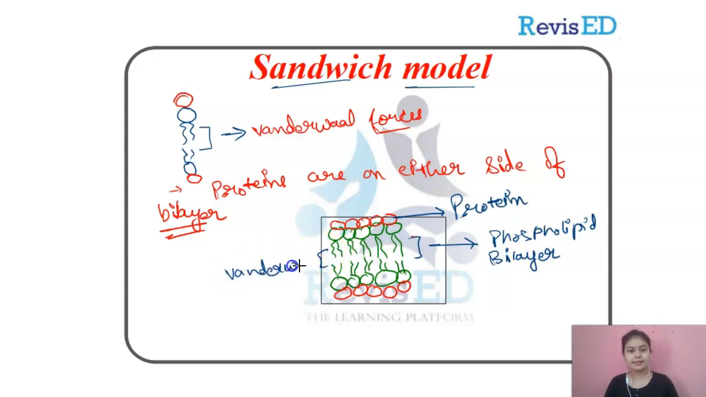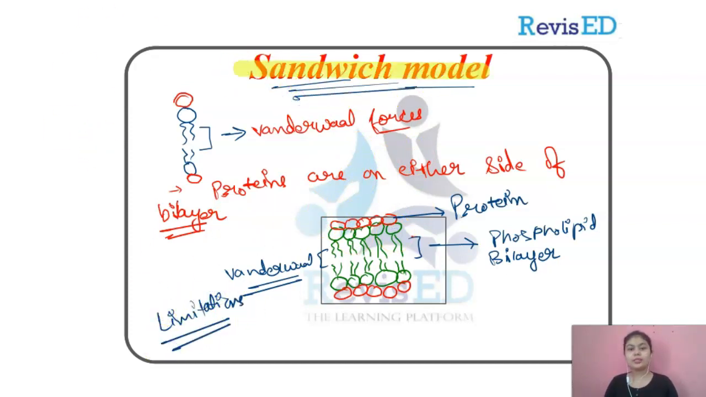There are obviously some limitations of this model. Hence, in the next class, we are going to study the limitations. Best of luck. Just go through this model. Then in the next class, we will go to the limitation part and then the unit membrane model.